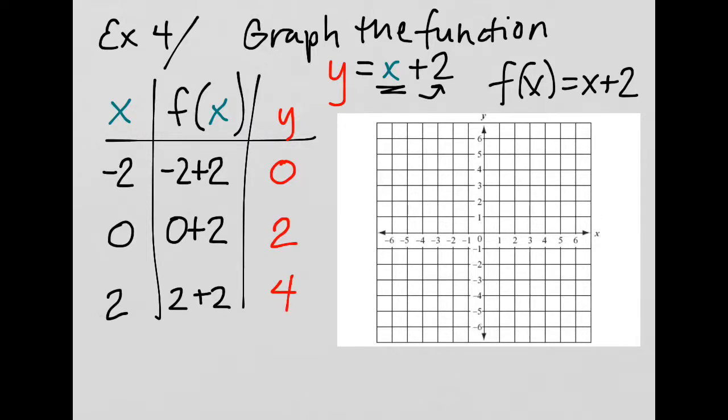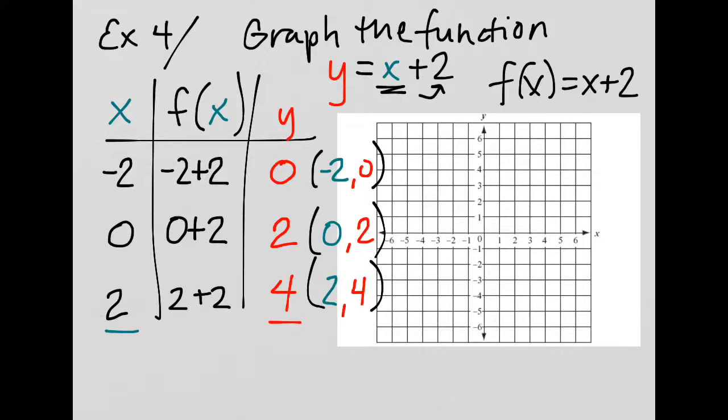So I have some coordinate points. I have the point when x is -2, y is 0, right? I have the point when x is 0, y is 2, and when x is 2, y is 4. So now I can plot these points, all 3 of them. So I can come to -2, 0, plot that point, come to 0, 2, plot that point, and 2, 4. These are 3 points that are all on this line.